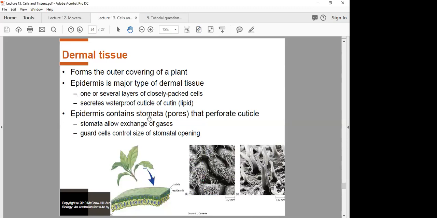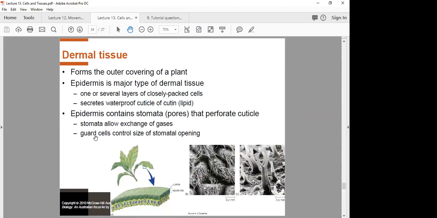The epidermis also contains tiny pores that are called stomata. And it's because of these pores that the important carbon dioxide can diffuse into the actual air spaces within the leaf, and that carbon dioxide is essential for the process of photosynthesis. So stomata function to allow the exchange of gases. I don't have an image here, but we will talk more about stomata, I believe, in second semester from memory, or maybe even still this semester.